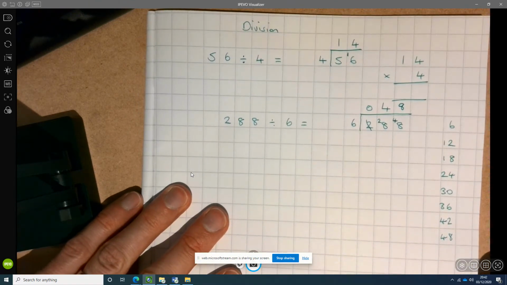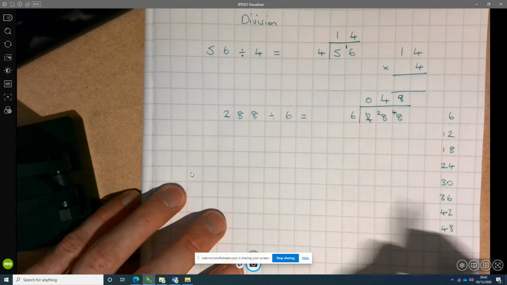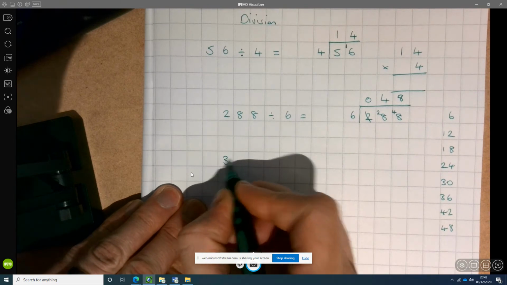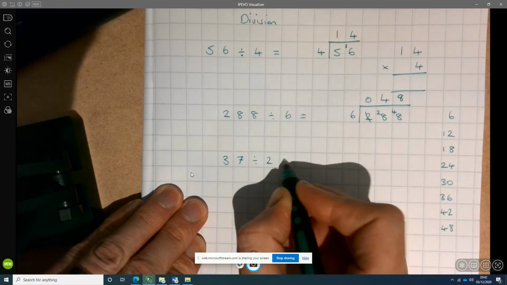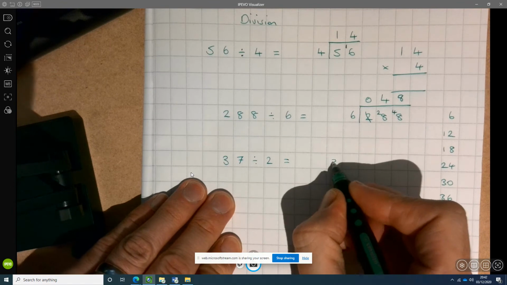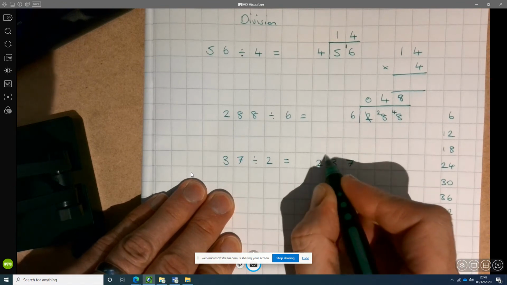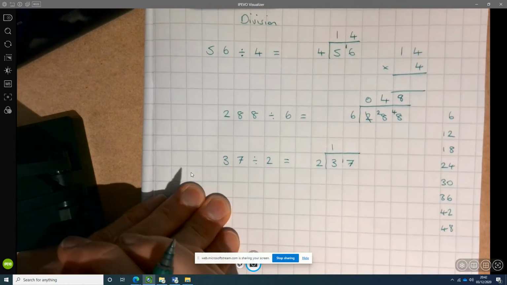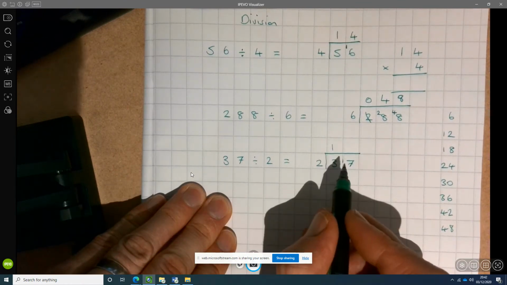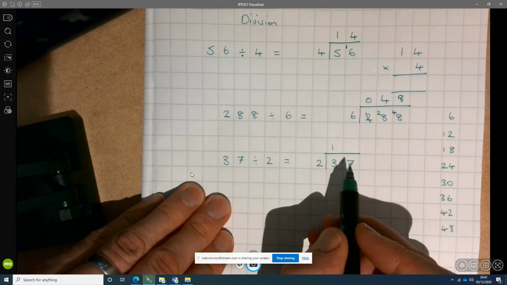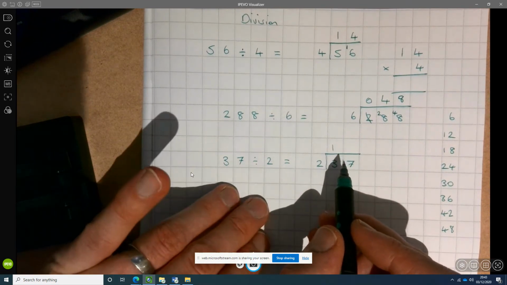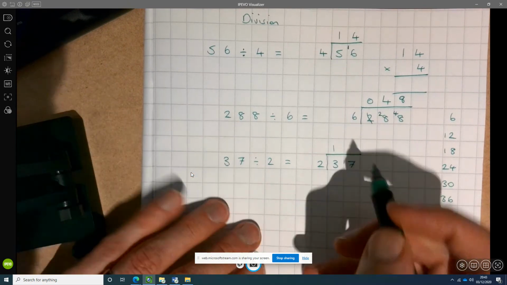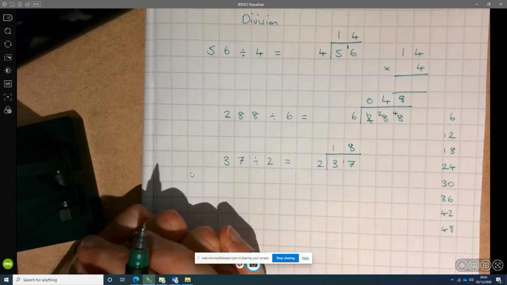One thing that students at primary school do is leave remainders, and at secondary school we don't do that. So let's have a look at one of these. What would we do, if, for example, we had 37 divided by 2? So we'd set it up, 37 divided by 2. 2 is going into 3 once, with 1 left over, 1 remaining. We put it there, we exchange that 1 ten for 10 ones. And then 2s into 17. Well, we can do our 2 times table quite easily. 2, 4, 6, 8, 10, 12, 14, 16. We get it in 8 times. We have 1 left over.